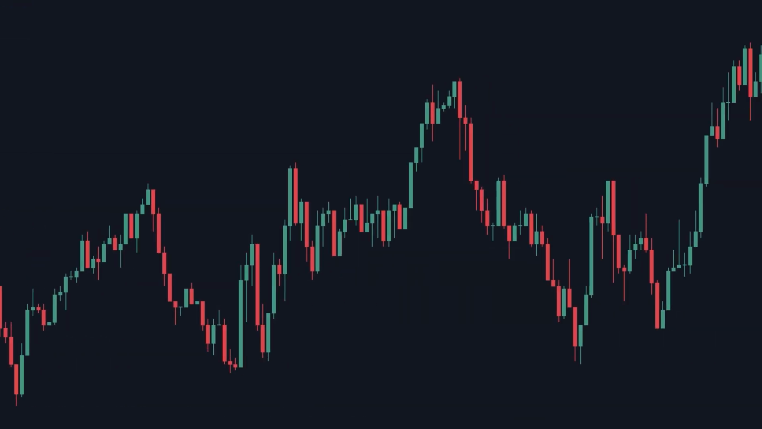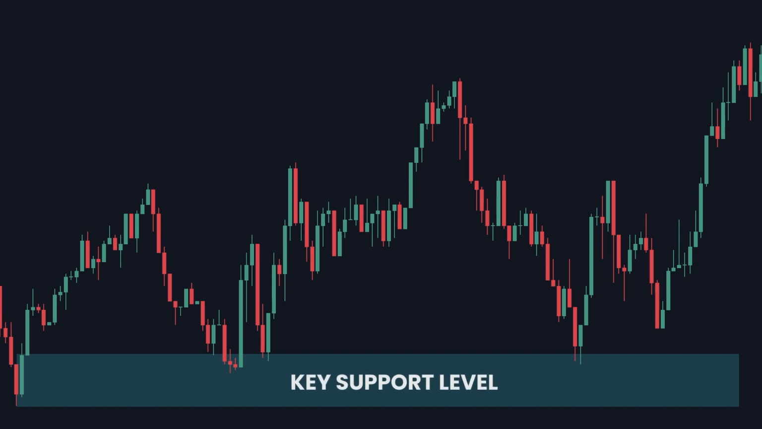Imagine you spot a hammer forming on your chart. On its own, it suggests that sellers tried to push the price lower, but buyers stepped in and drove it back up, leaving a long, lower wick. While this is a promising sign, it's not enough to make a reliable trading decision. Now let's take it a step further. Suppose this hammer forms near a key support level, a price area where the market has historically reversed or paused. The support level adds context, indicating that the market might once again find strength at this point.